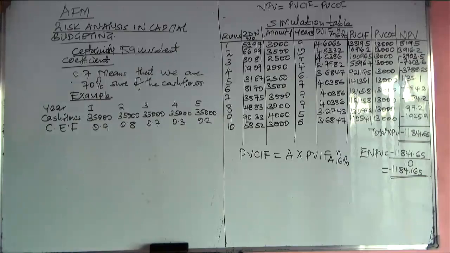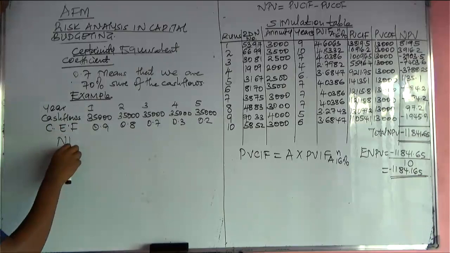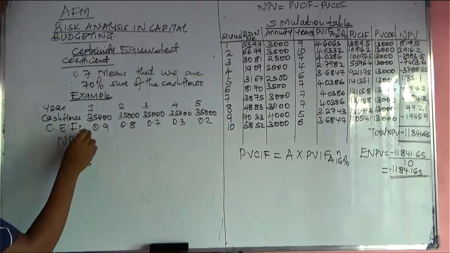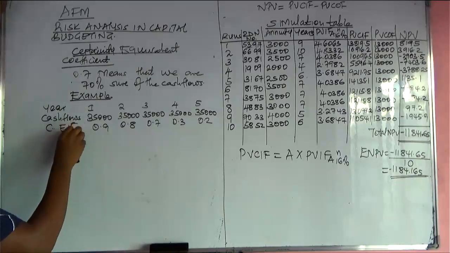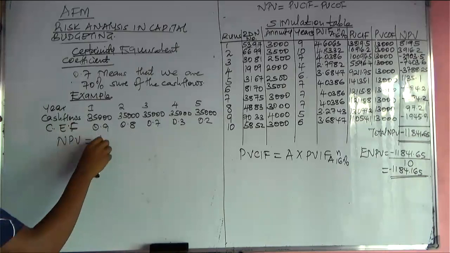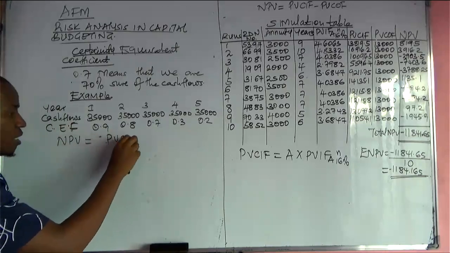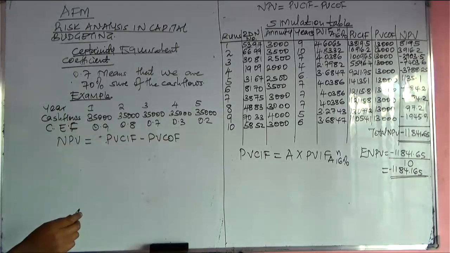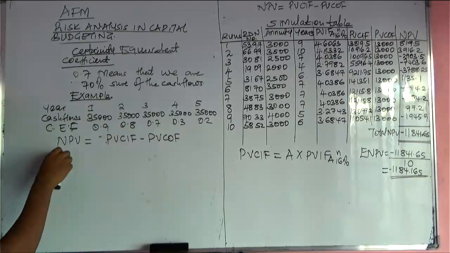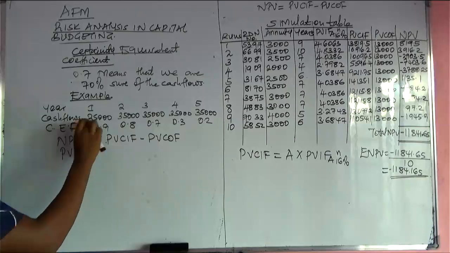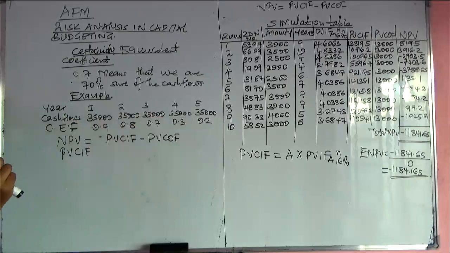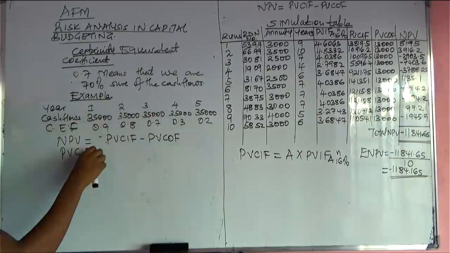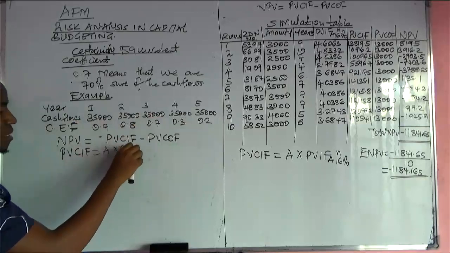Now, the first thing you do is look for the NPV before adjusting for the equivalent coefficient factor. And we know our NPV is given by the present value of cash inflow minus the present value of cash outflow. Right? So now, how do you get the present value of cash inflow? When you look at these cash flows, all of them are the same, right? So in this case, you will take the annuity and multiply by the present value interest factor.